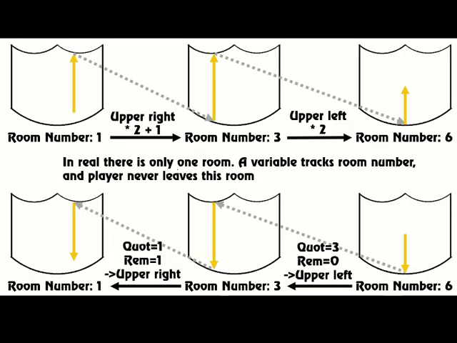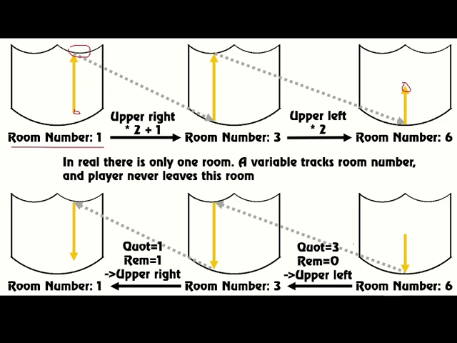This is a clearer diagram. Okay, start from room number 1. From here going upward, we reach upper right side. So follow the rules times 2 and plus 1. We reach room number 3. And then going up reaches the upper left side, the room number times 2, and get to room number 6 and go the same way back, going down from here.